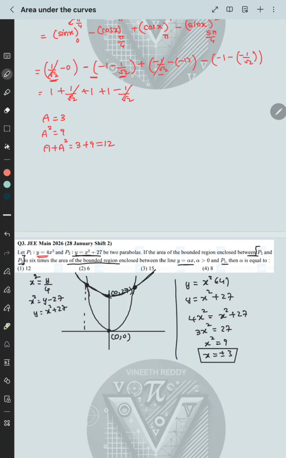So when x is minus 3, what should be the value of y? Let us input it here. Minus 3 whole square is 9, 9 into 4 is 36. This point should be minus 3 comma, I hope 36. I don't think we need the y coordinate, we just need the x coordinate, right? So this should be again 3 comma 36 by symmetry.